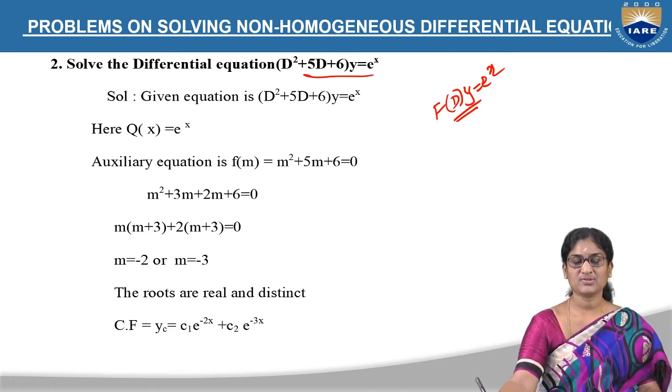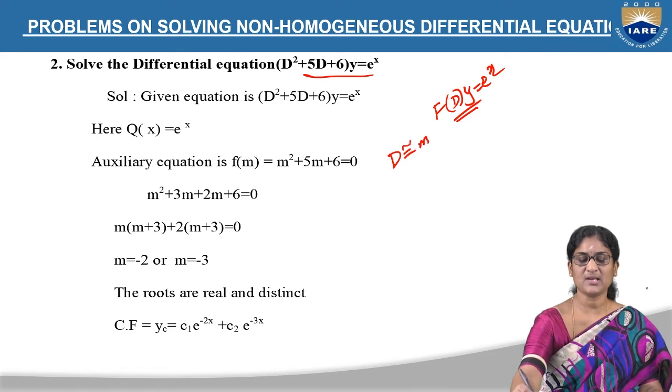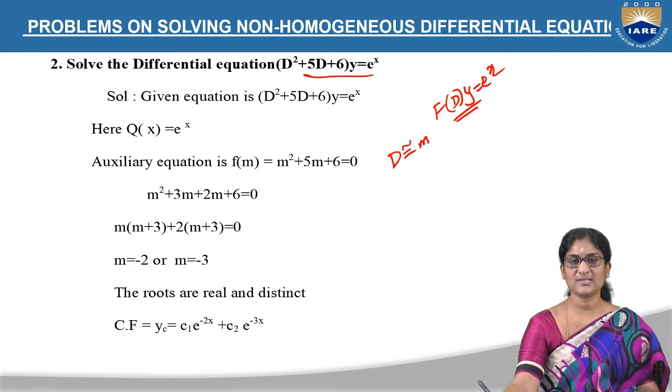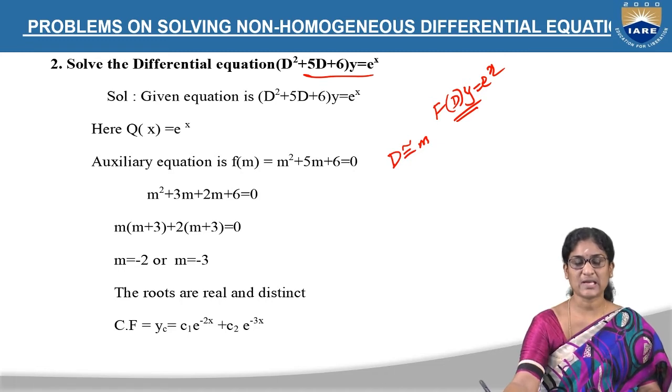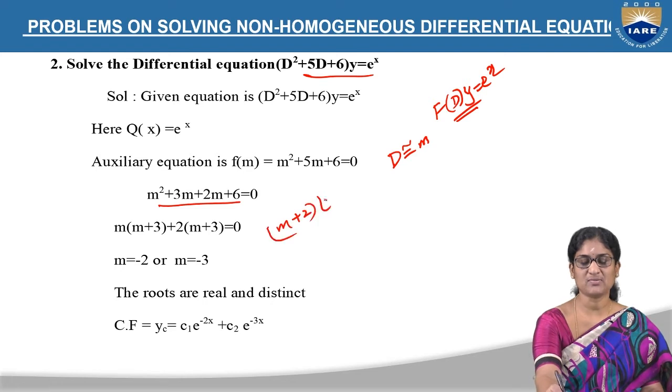So the auxiliary equation is f of m is equal to 0, replacing D by m. We will get the auxiliary equation, that is the second degree polynomial equation, m square plus 5m plus 6 is equal to 0. If you factorize this, we are going to get m square plus 3m plus 2m plus 6 is equal to 0. Upon factorizing, (m plus 2) into (m plus 3) is equal to 0. So therefore, m bears the value minus 2 and minus 3.